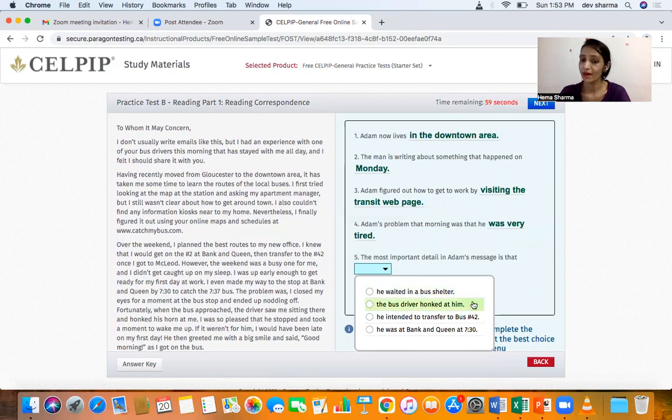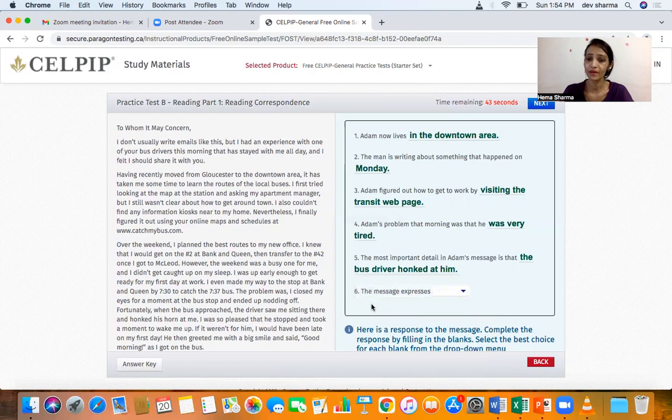The bus driver honked at him, and he was at Bank and Queen at 7:30. Both of them are correct. But which is the most important detail? I think you can make it out now. The bus driver honked at him because this was the most important thing for him, that the driver actually woke him up. Otherwise, he would have missed the bus.